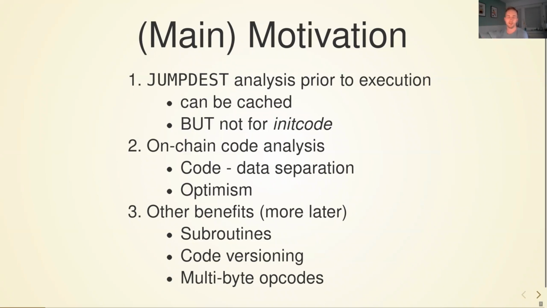But still, we need to analyze these parts of the code, even though they're not going to be ever executed. And as I said, current EVM implementation can live with that. It's not great, but it starts hurting some other things. One of them is on-chain code analysis, or some, let's say, L2 scaling solutions. And one of them is Optimism and Optimistic Virtual Machine, as it was called previously.